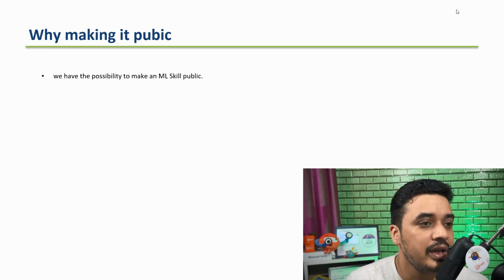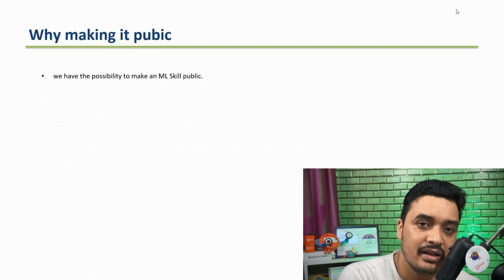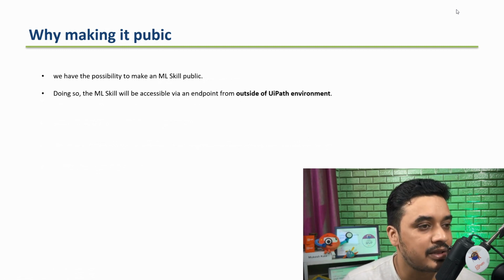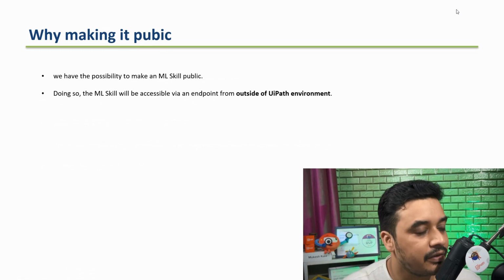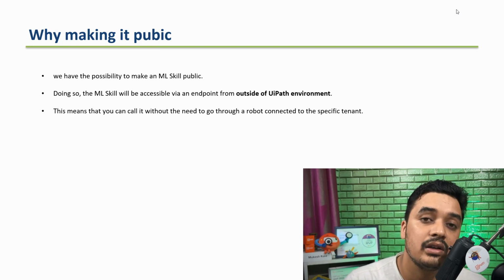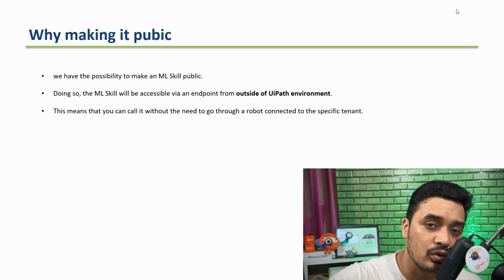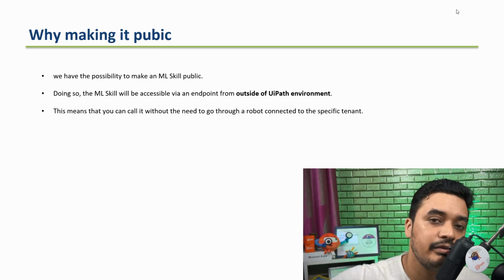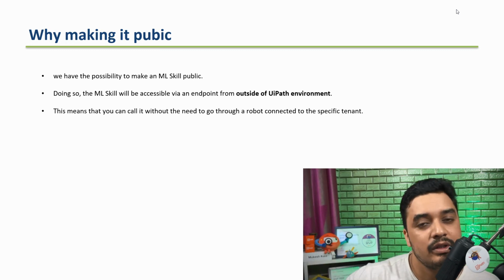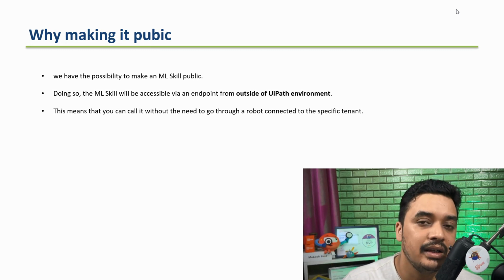So the first thing is, we have the possibility to make the ML skill public. It's always there in the UiPath AI Center. Doing so, the ML skill will be accessible via the endpoints outside the UiPath environment as well. This means that you can call the same ML skill outside the UiPath environment from any other tag, and also from a tenant which you are not connected to. So I can have a different tenant which is for the ML team where they manage all of that, and I as a developer just want to connect to their tenant and get that ML skill. That is possible by making the ML skill public.